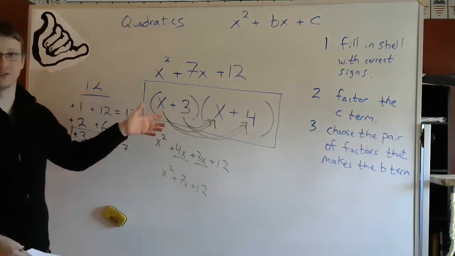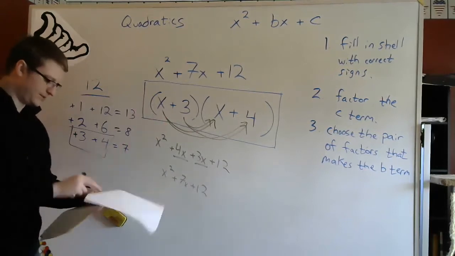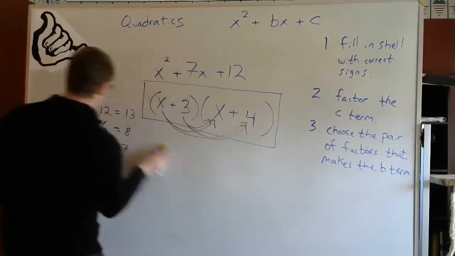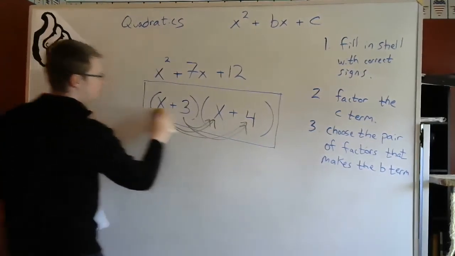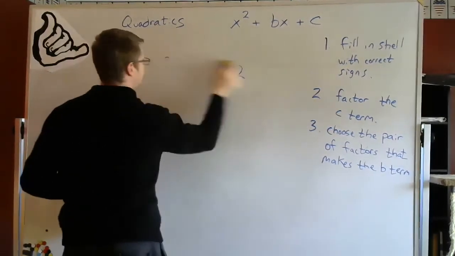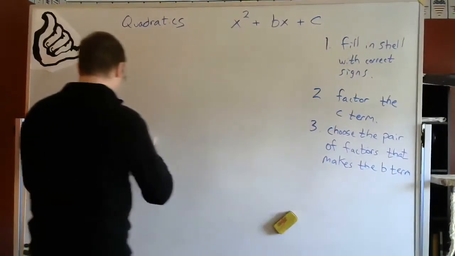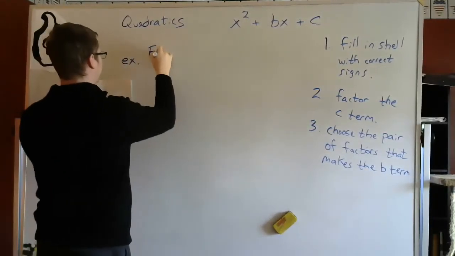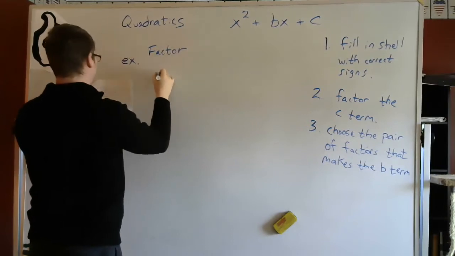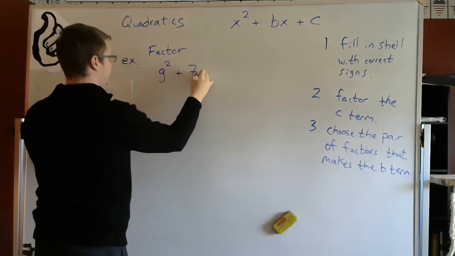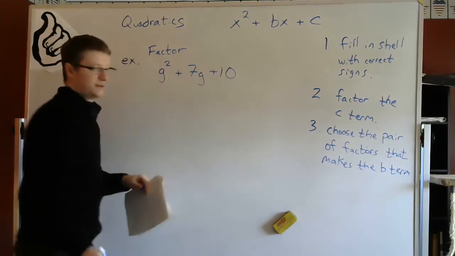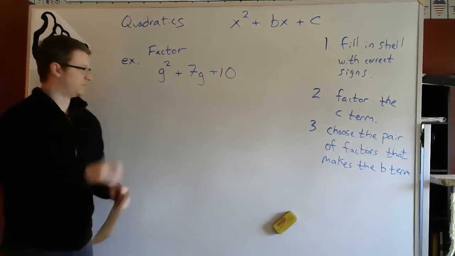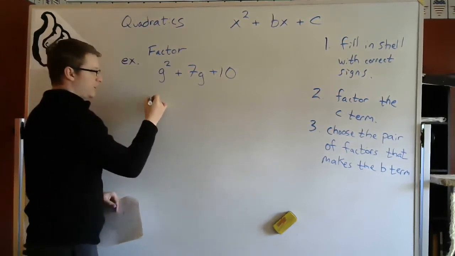So let's go through these motions for a couple more problems here to really solidify the fact that we know what's going on. So our next one, let's factor g squared plus 7g plus 10. If we're going to be able to factor this, first look for a GCF. We don't have one. Great. So now we move on to our shell.